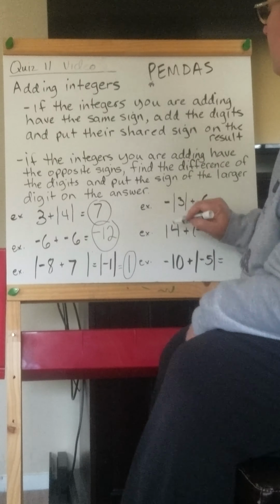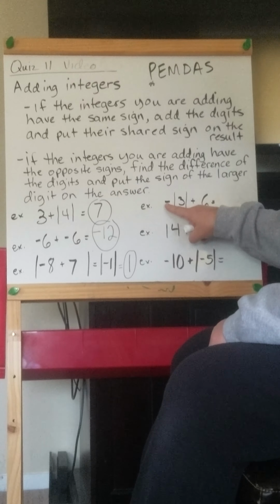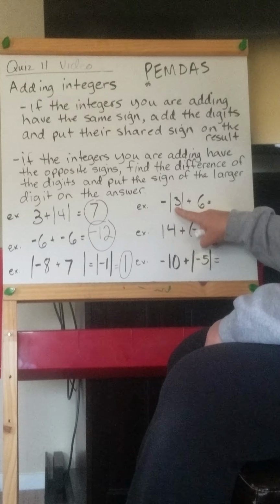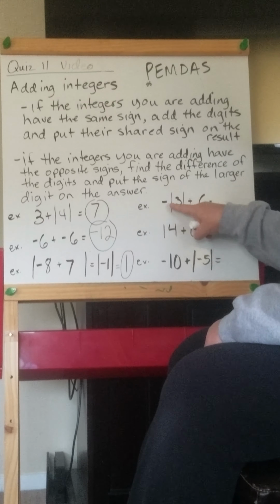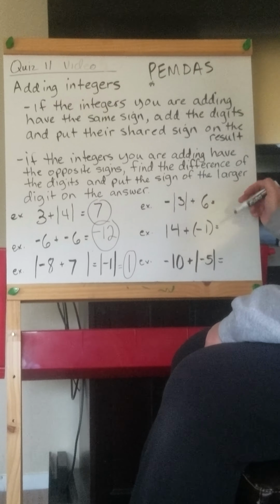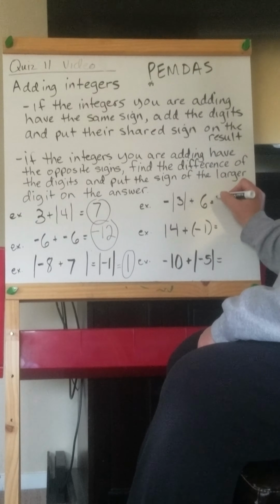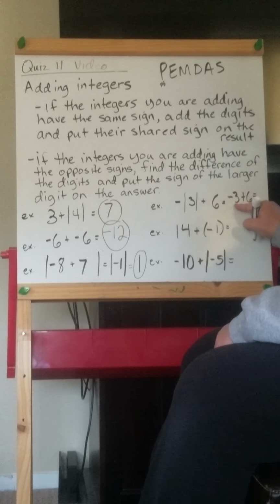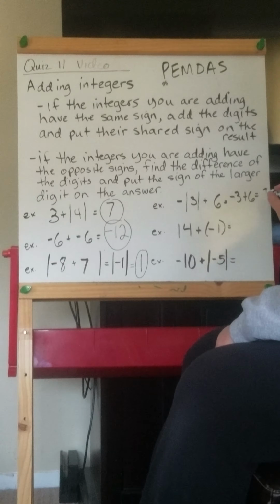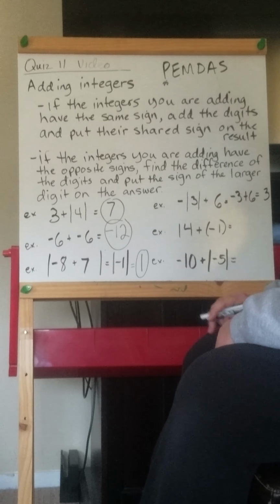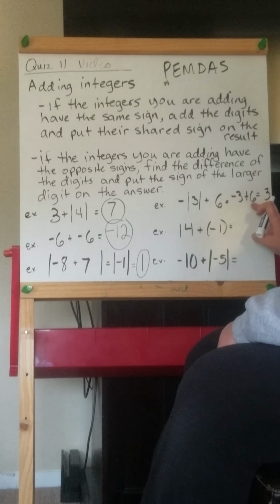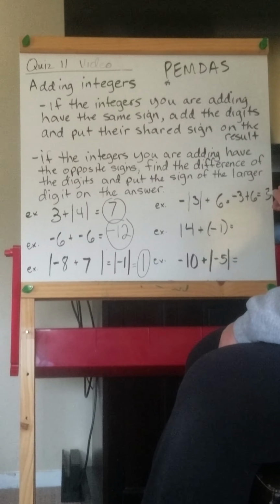All right, moving to this side, here we have negative absolute value of 3 plus 6. So what is the negative of the absolute value of 3? We did that on the previous screen. It's going to give you a negative 3. So negative 3, now we have to do plus 6. Well, these two have the opposite signs, so we need to find the difference. The difference between a 3 and a 6 is 3. And we want to put the sign of the larger digit on the answer. Well, 6 is larger and it's a positive, so our answer is positive 3.